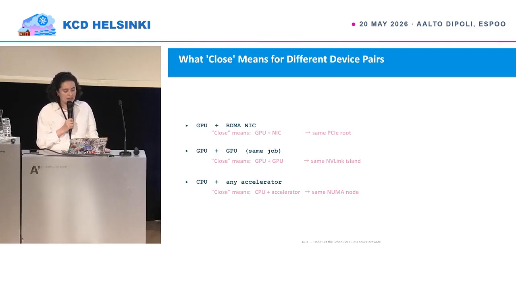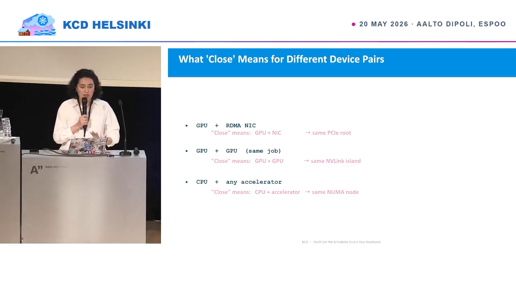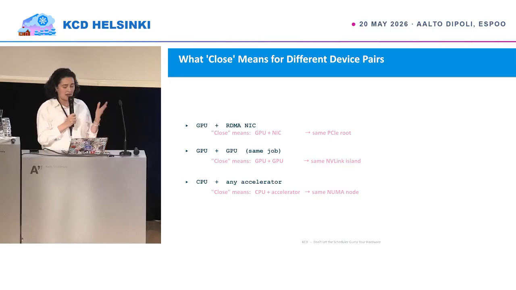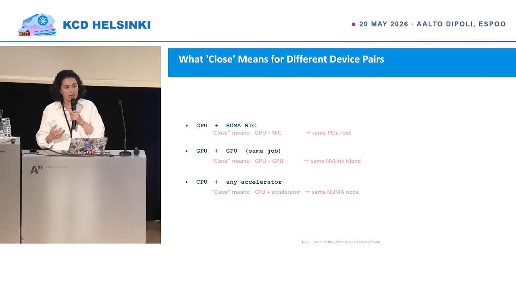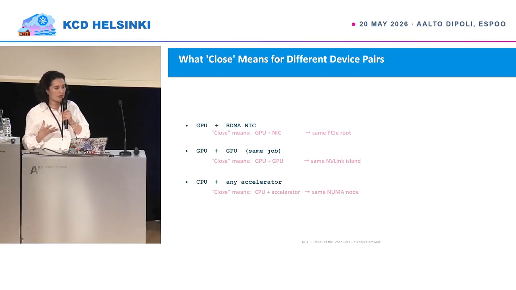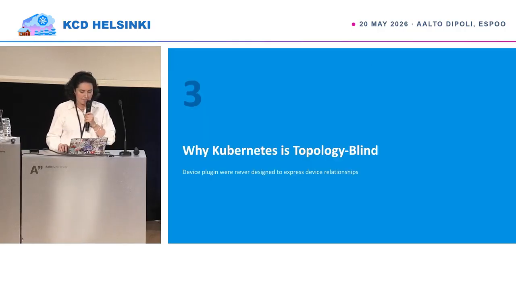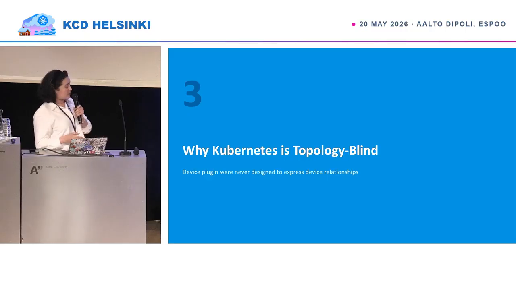So the closeness here is not a single concept; it's hardware specific, and each pair of devices has its own proximity boundary. The Kubernetes scheduler needs to know all of this, but currently it does not know any of it. So why is Kubernetes topology blind?